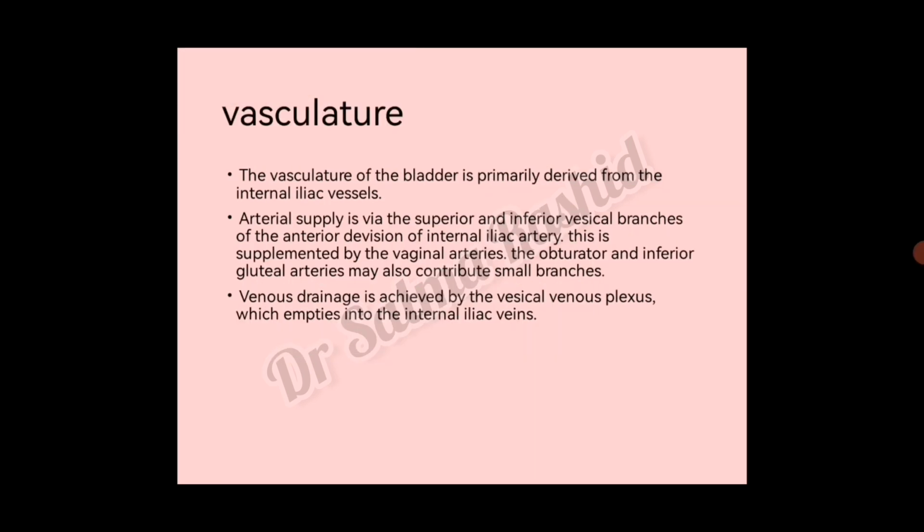Now vasculature, or blood supply. The vasculature of the bladder is primarily derived from the internal iliac vessels. Arterial supply is via the superior and inferior vesical branches of the anterior division of the internal iliac artery. This is supplemented by the vaginal arteries. The obturator and inferior gluteal arteries may also contribute small branches. Venous drainage is achieved by the vesical venous plexus, which empties into the internal iliac veins.